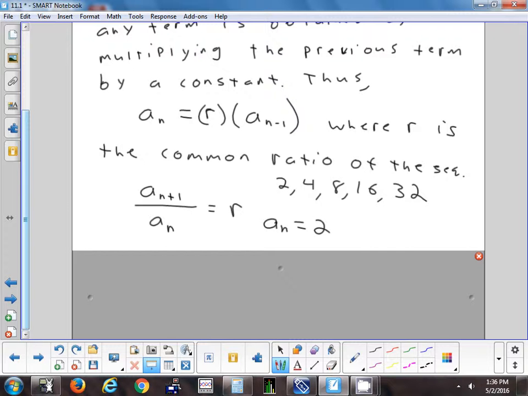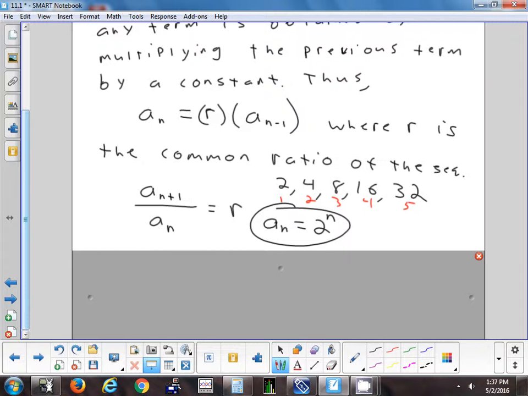And if these are your positions, what would you do with the 2 and the position to get those numbers? 2 to the n. Yeah, 2 to the n, exactly. 2 cubed gives me 8, that's the third position. 2 to the fourth gives me 16. 2 to the fifth gives me 32.